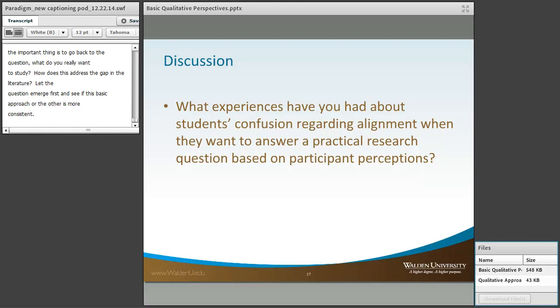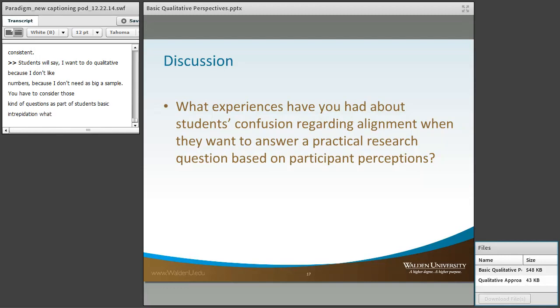Students will say, I want to do qualitative because I don't like numbers, because I've heard qualitative research is easier, because I don't need as big a sample. So yes, you have to consider those kinds of questions as part of students' basic trepidation about taking on what for most students is their first research study.